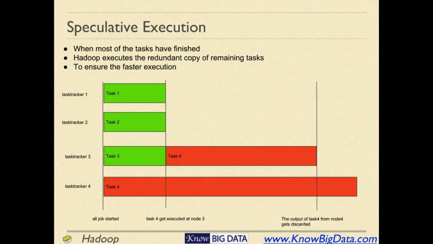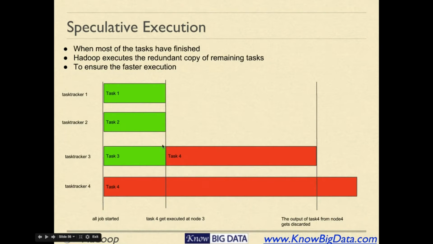It could have been given to 1, 2, or 3. In this example, it has been given to only 3. Now let 3 run for some time, and whoever wins, whether task tracker 3 finishes task 4 or task tracker 4 finishes task 4, whoever finishes first, their output will be regarded. Whoever loses, task tracker 3 or 4, we will not wait for them and will just kill the process. So at time 0, all 4 of them started.